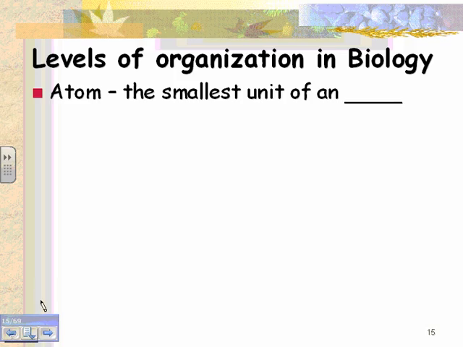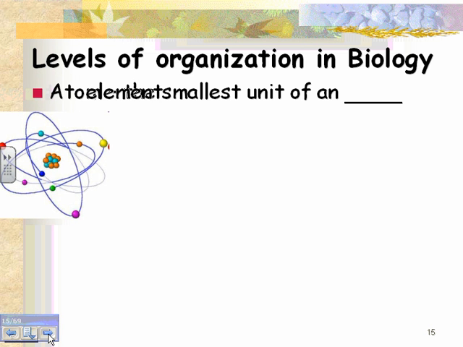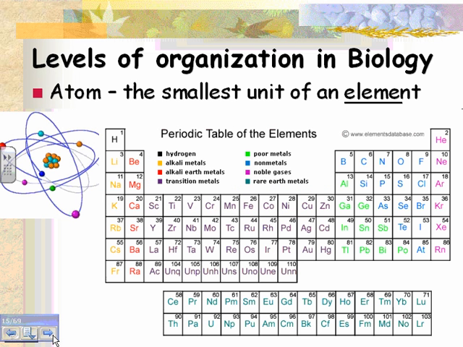Levels of organization in biology. An atom is the smallest unit of an element. So don't confuse that with a cell, which is the smallest unit of life. Things like rocks are made out of elements, and they have lots of atoms in them, but they're still not living. So we'll spend some time on atoms. Here's the nucleus. Here are the electrons that spin around the nucleus, and we have a whole unit on that coming up. Here's the periodic table of the elements.